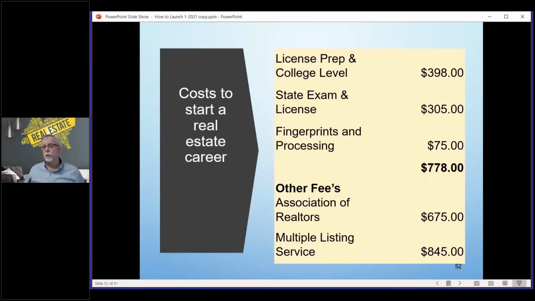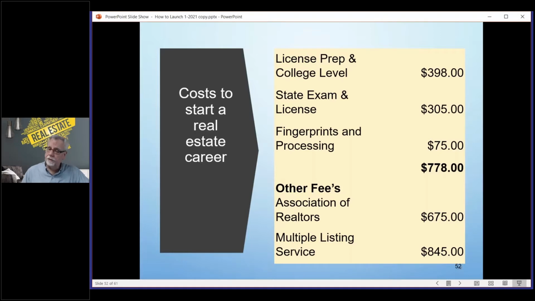Now, if you're going to be a referral only agent or even an investor agent, you might stop right there. But if you're going to be serious about selling real estate and you want to list homes and you want to go more than just referring people, then that brings up the Association of Realtors and the Multiple Listing Service. These are annual numbers. To be a member of the Association of Realtors, $675, and that's the one I'm a member of. They don't vary that much in price. $845 a year for the Multiple Listing Service.